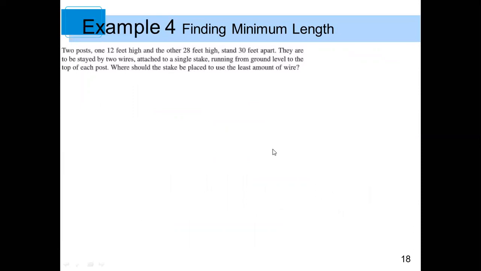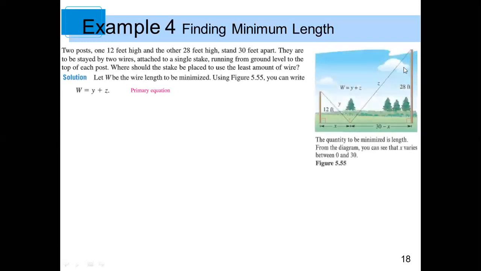Two posts, one 12 feet high and the other 28 feet high, stand 30 feet apart. They are stayed by two wires attached to a single stake running from the ground level to the top of each post. Where should the stake be placed so that the least amount of wire is used? So let W be the wire length to be minimized. So this is what we're talking about. You have a post here and a post here, and you're putting a wire to both posts and putting a stake in the ground somewhere in between.